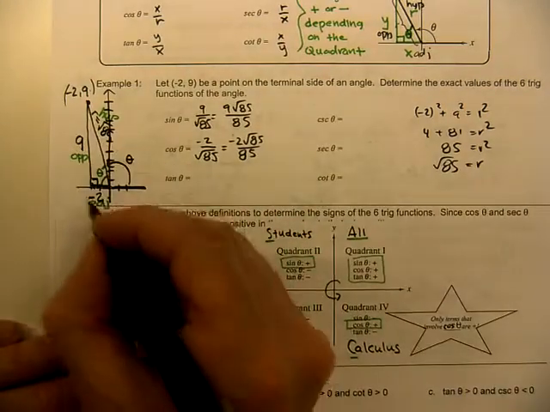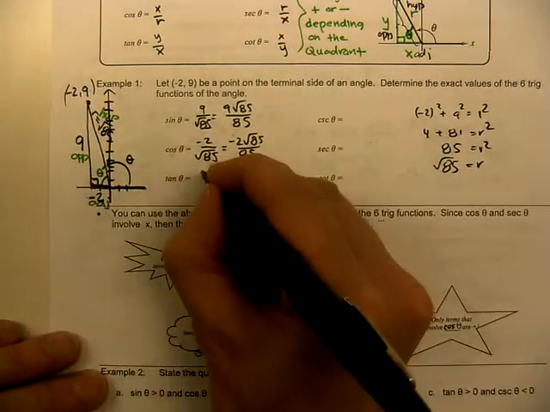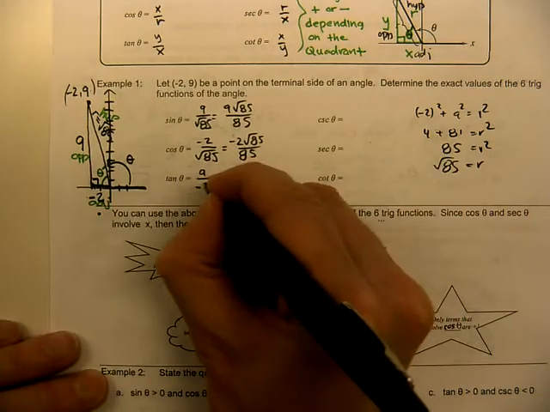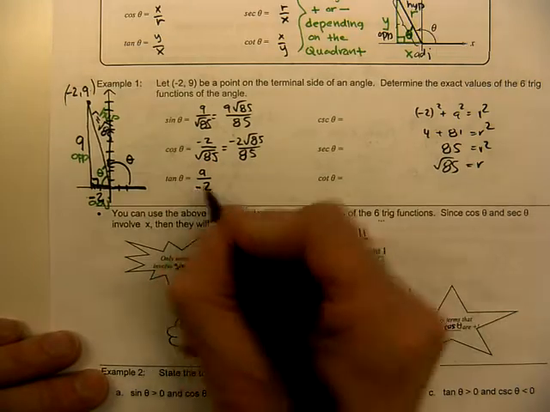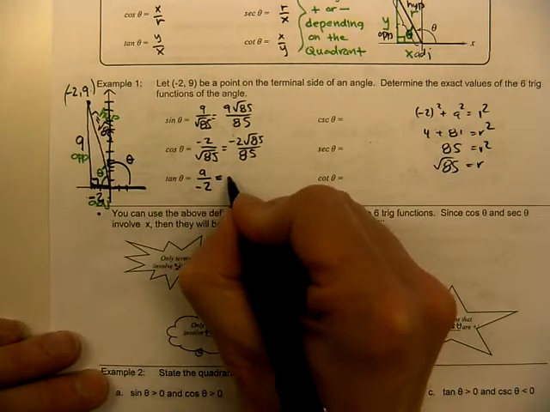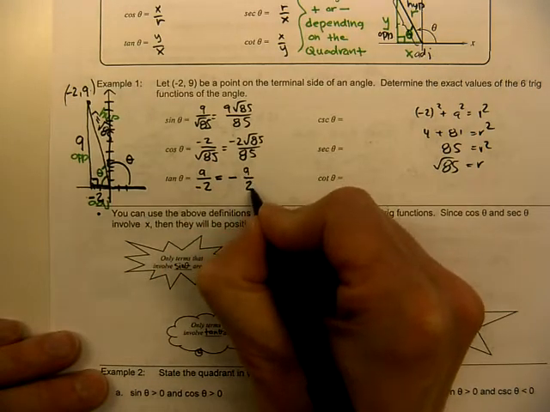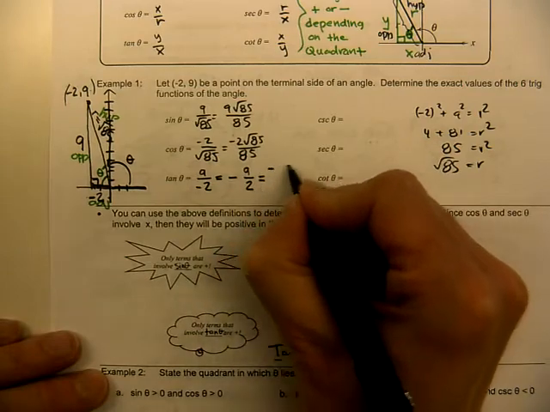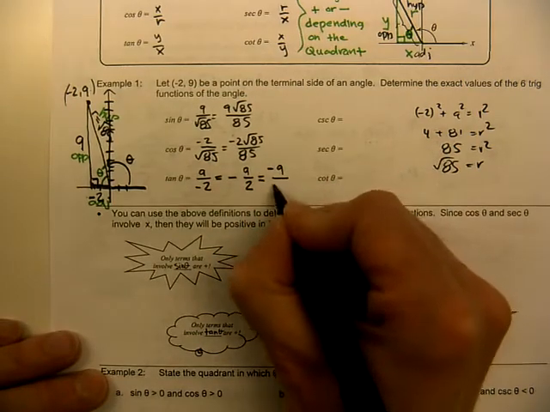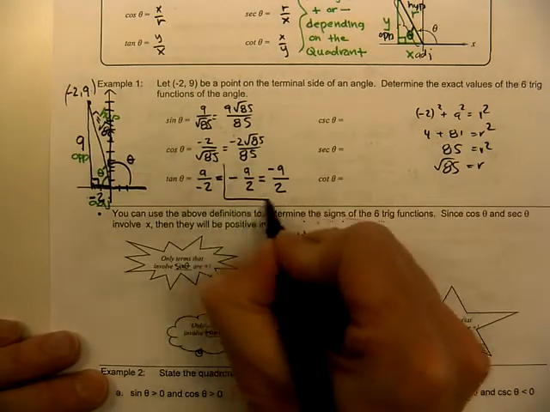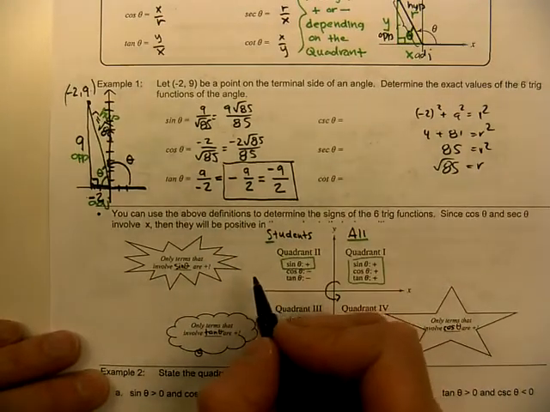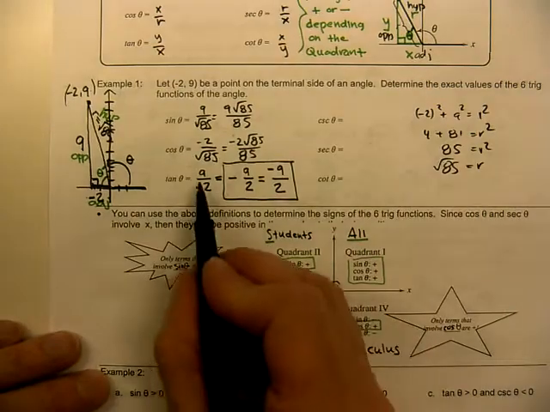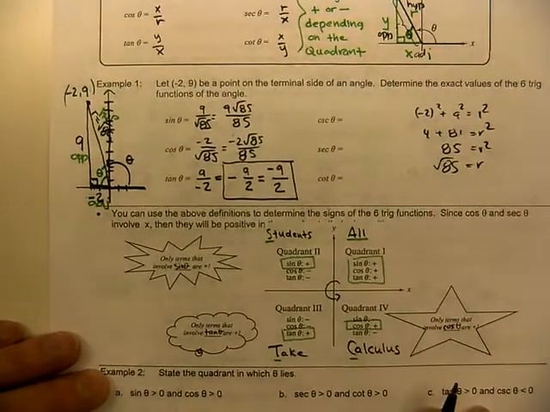Tangent is opposite over adjacent, and if you write that down literally, it looks like 9 divided by negative 2. But it's just a formatting issue. We don't like to put negatives in the denominator, so we can either put the negative in front of the fraction, or we can put that negative in the numerator like this. So these are the ways we format our fractions with negative values. We just choose not to put it in the denominator.